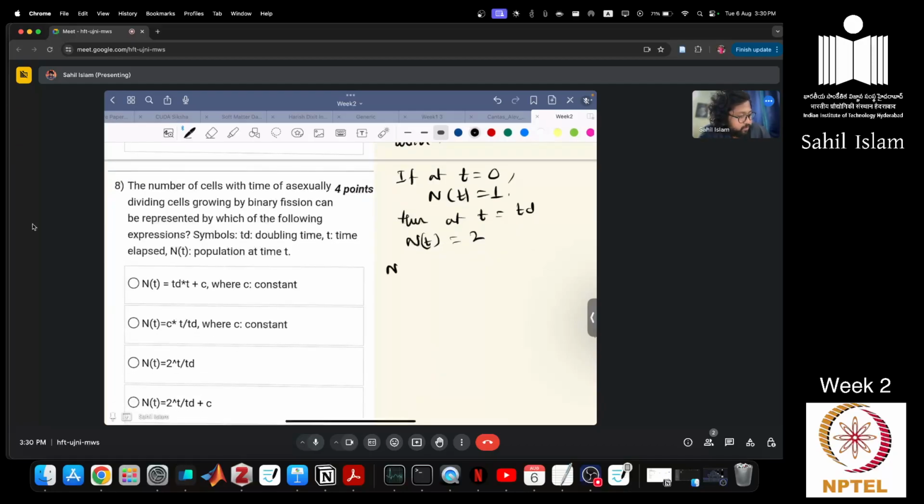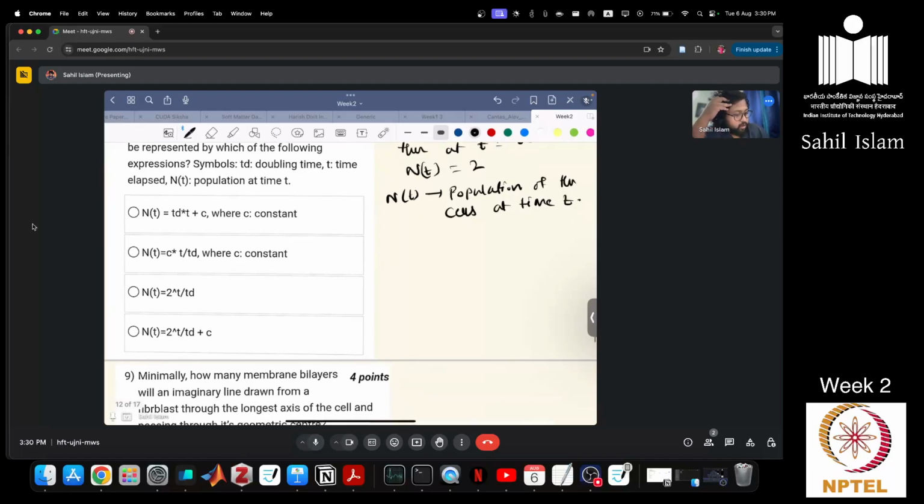So what is NT? NT is the population of the cells at time t. Now if you look at these solutions, this C solution has NT equals 2 to the power T by TD. So at T equals 0, NT becomes 2 to the power 0, which is 1. At T equals TD, NT is 2 to the power 1, which is 2. So this is the correct answer.